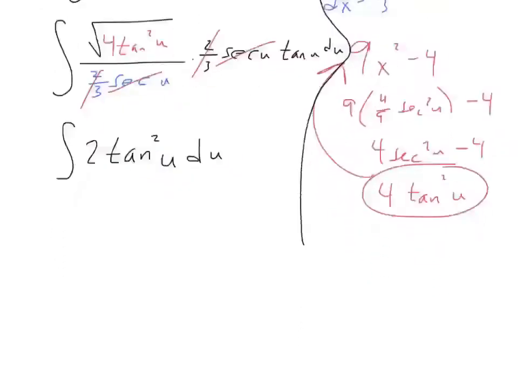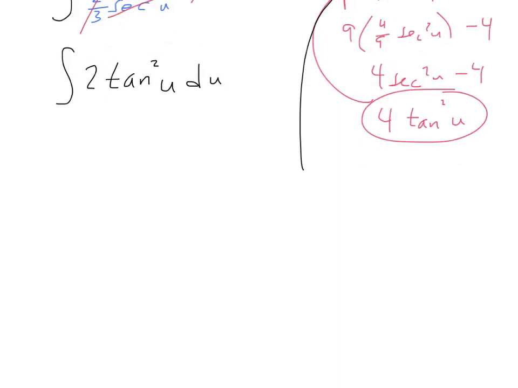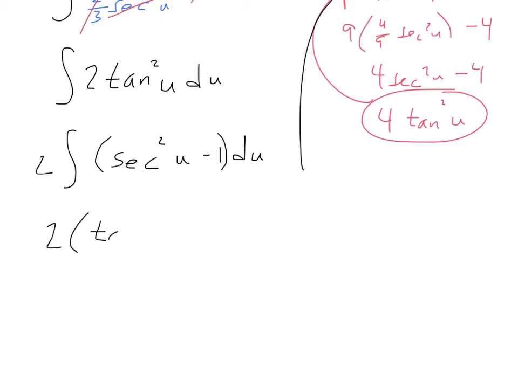So if I do this, I'm going to end up with, I'll pull the 2 out front, 2 times the integral of secant squared u minus 1 du. And now I should be able to integrate this. Secant squared is actually just an integral that we can do. Remember that the derivative of tangent is secant squared. So this is 2 times tangent u minus u plus c.